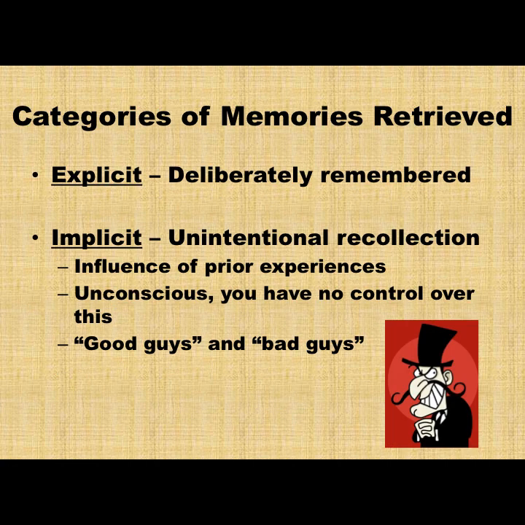Okay. Now, there are actually two types of memories that you can retrieve. The first type is explicit, and these are deliberately remembered memories. You consciously pull them into your thought, and you have complete control over this. On the other hand, though, there's implicit memory, and this is unintentional, and it's basically when your unconscious is pulling memories and ideas which influence you based on your prior experiences. You really have no control over this.